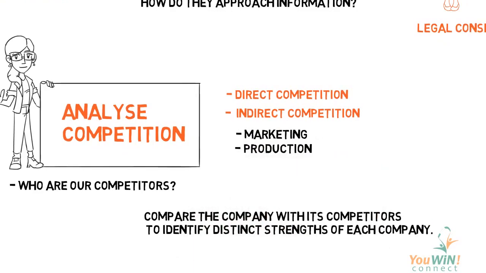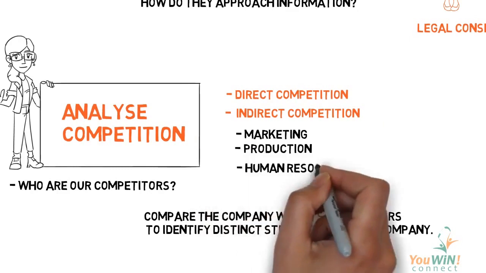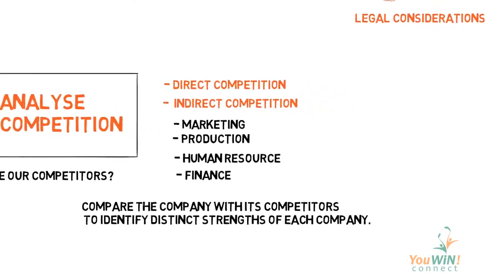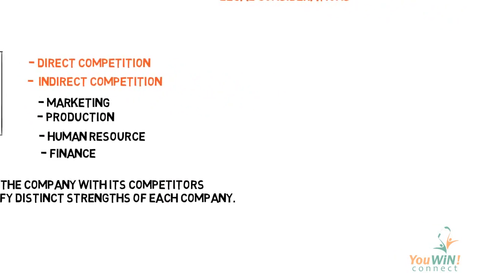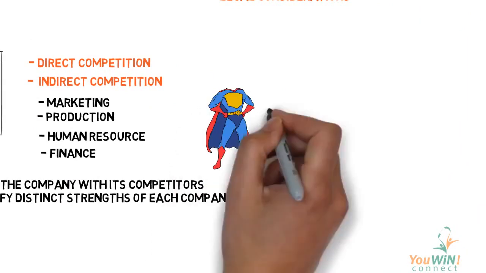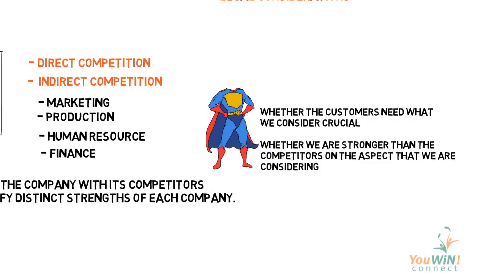In production, do they have better equipment than we have? In human resource, are their people better motivated than we are? In financing, do they have better access to finance or capital than we have? Weaknesses or strengths can be justified by the following. One, whether the customers need what we actually consider crucial to them. That is, are we able to provide value to the customers?